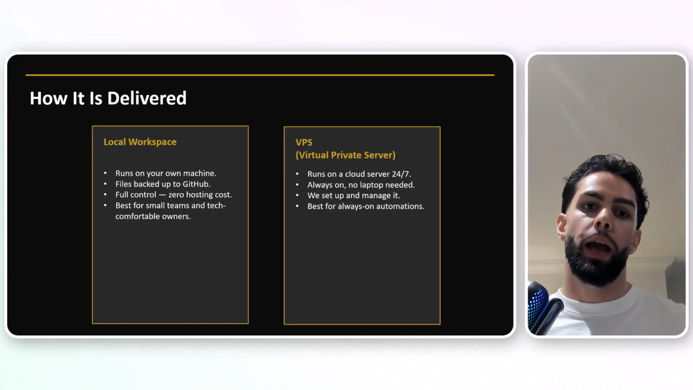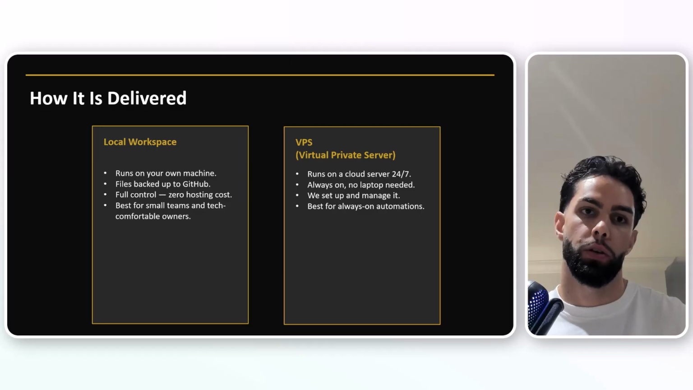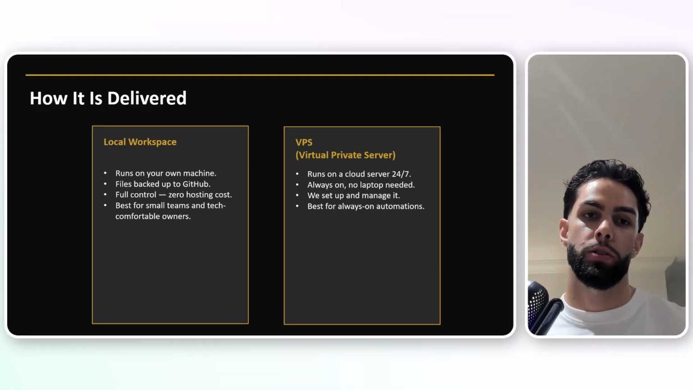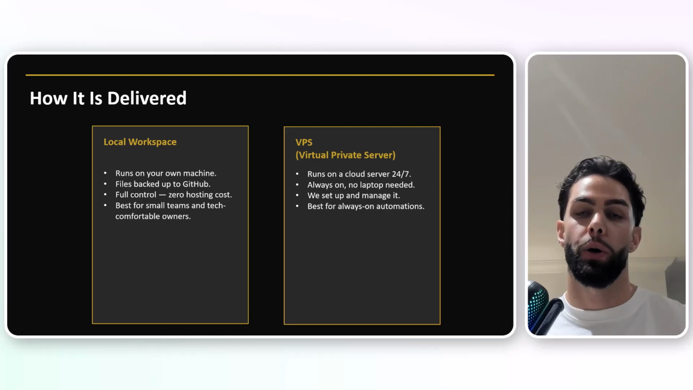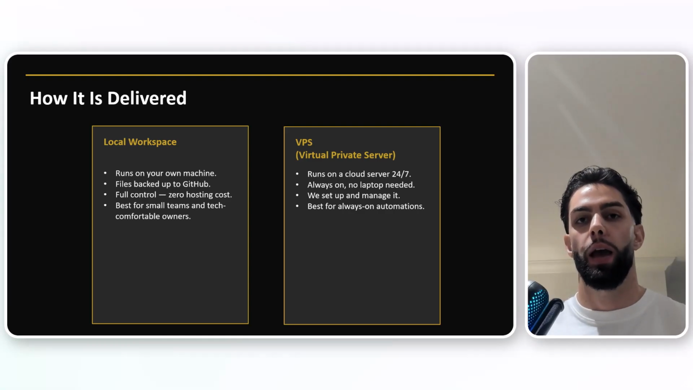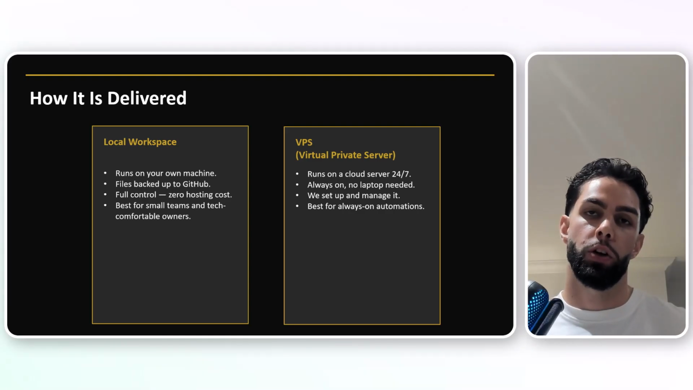Now, you might be wondering, how is it actually delivered as an agency owner? And there are 2 ways you can deliver this. One is through a local workspace, so literally running it on your own machine, and you have these files backed up to GitHub. And the other is a VPS, a virtual private server.